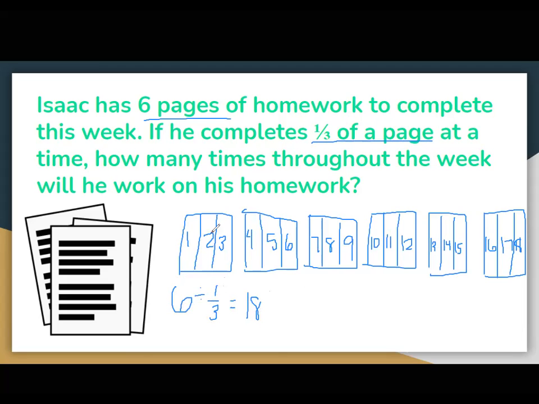Because once I took these 6 pages of homework and I divided it into thirds, I could see there were 6 pages to start with, and now in each page, I see 3 sections. So we can multiply 6 times 3, which also equals 18. So even though this is truly a division problem, we could have used multiplication to help us solve that problem. And that's because division and multiplication are related.